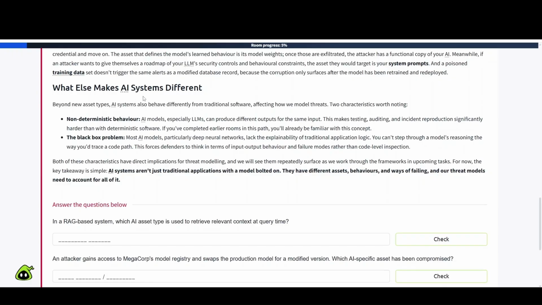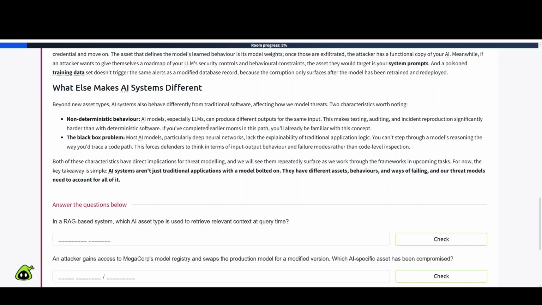Okay, what else makes AI systems different? Beyond new asset types, AI systems also behave differently from traditional software, affecting how we model threats. Two characteristics worth noting: non-deterministic behavior. AI models, especially LLMs, can produce different outputs for the same input. This makes testing, auditing, and incident reproduction significantly harder than with deterministic software.